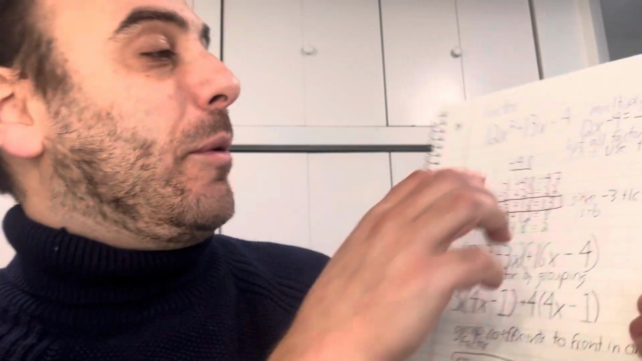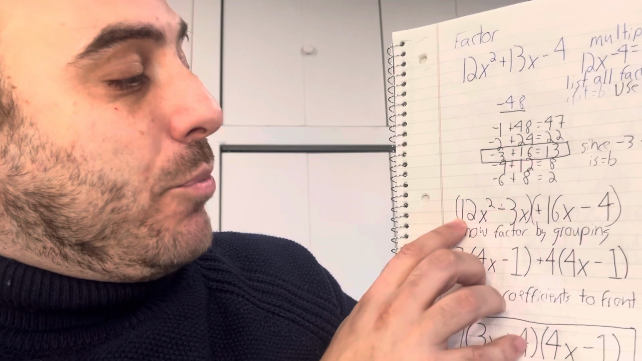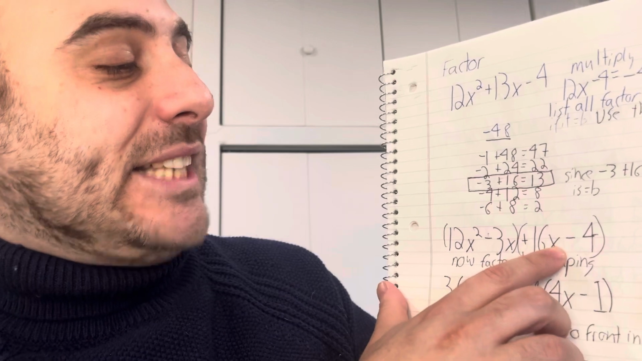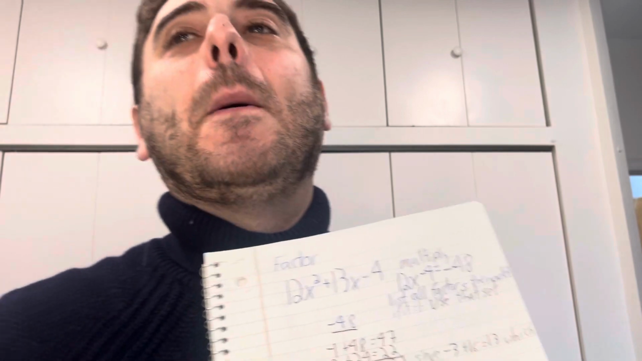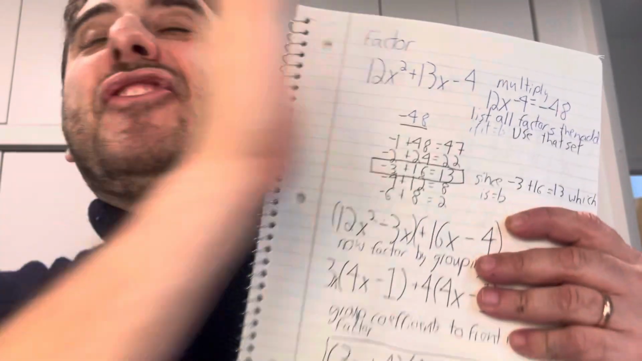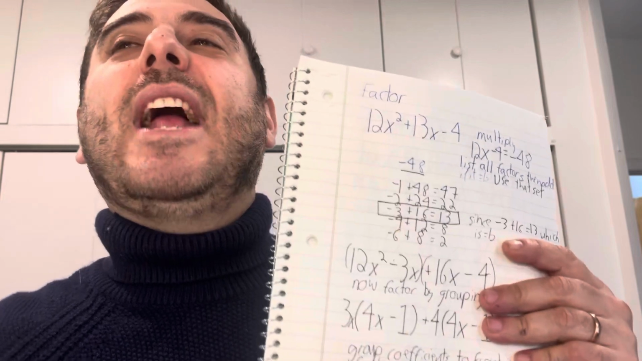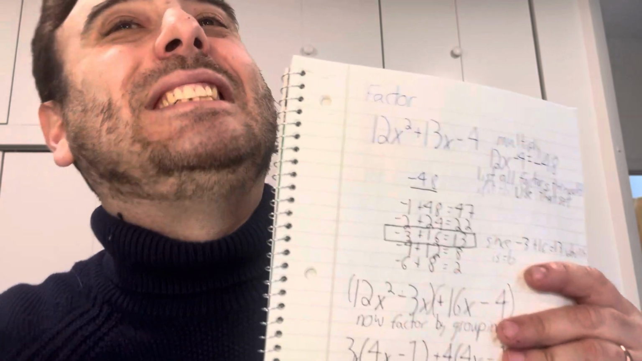So we're going to replace that B term with negative 3x and plus 16x. So we wind up with 12x squared minus 3x plus 16x minus 4. Then we factor by grouping, which means we factor the first two terms and then the second two terms separately, okay? And we're going to end up with a common factor amongst each of them. They will each factor out into the exact same number because we set it up that way.